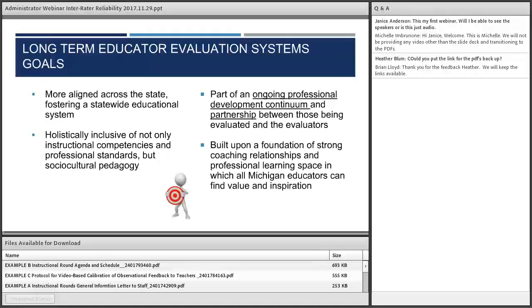Looking long-term, what are some of our goals for educator evaluation systems? We're looking to encourage best practice and get more aligned across the state around best practices around educator evaluation, to grow our practices to not only be effective in giving feedback around instructional competencies, but also looking at socio-cultural pedagogy, cultural competency, and how to provide feedback and growth opportunities for educators through the educator evaluation system in those areas. A long-term goal for us is to connect evaluation systems with ongoing professional development continuums and really develop a partnership between professional learning and evaluation, creating a space where all Michigan educators can feel valued and also seek inspiration from their evaluation efforts.